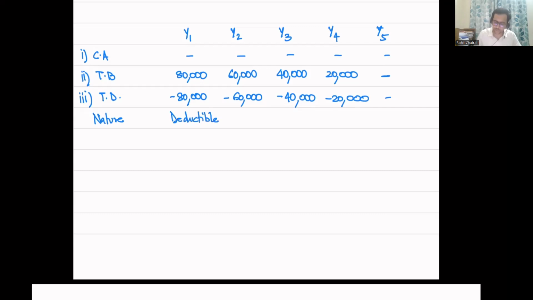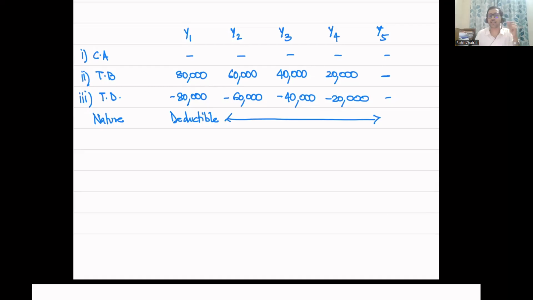If you notice, it's going to be a deductible temporary difference in all the cases because the carrying amount represents future taxable income, which is zero. Tax base represents the amount that will be allowed as a deduction in future, which is a positive number, and temporary difference is therefore the net deduction that will be allowed in future. Therefore, for all the years it's going to be a deductible temporary difference only.